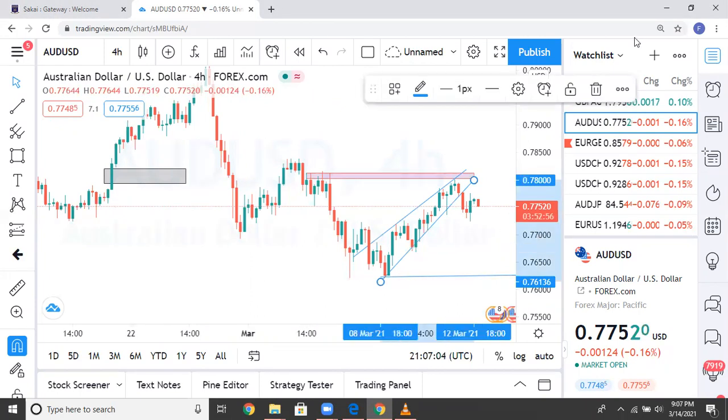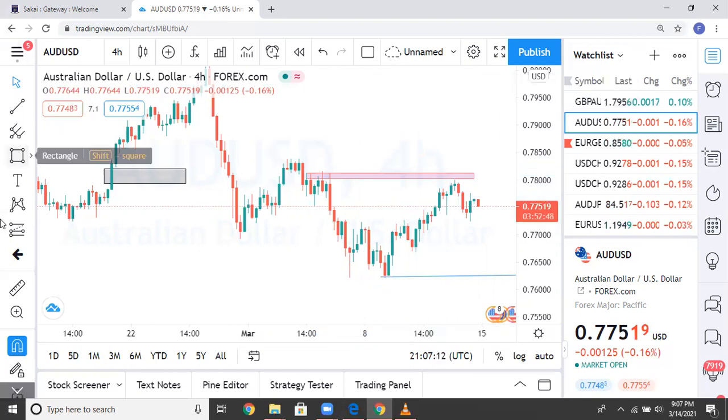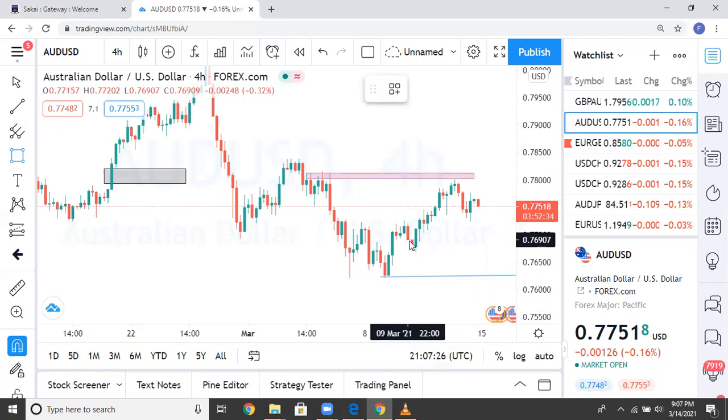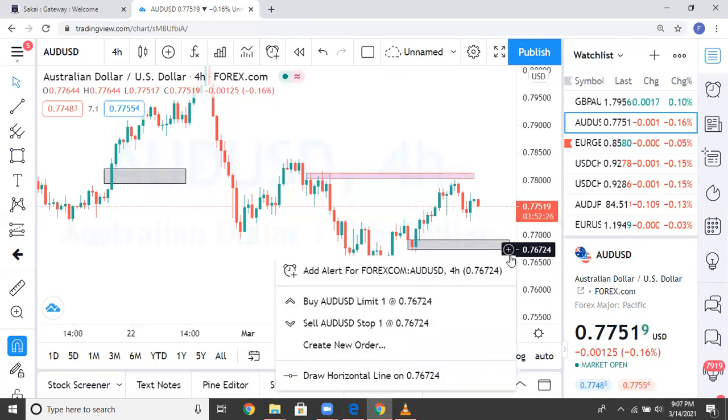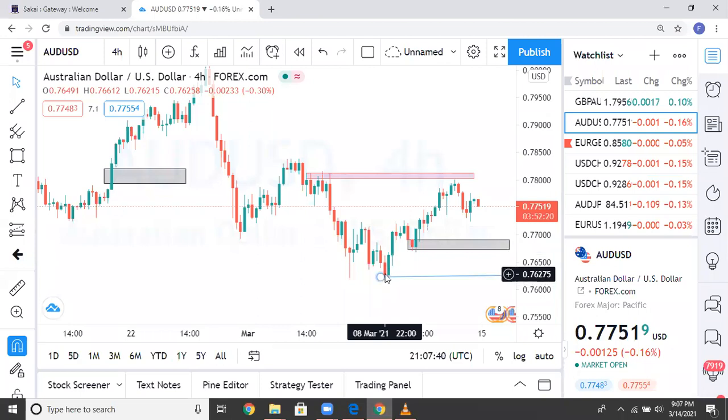We can say that this small candle is an order block. Why is it an order block? Because from this side, the market was in an upward trend.